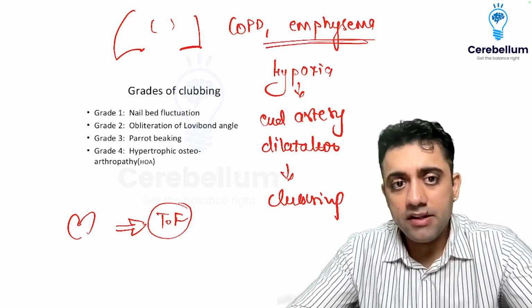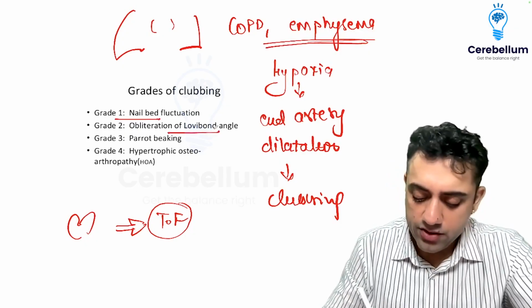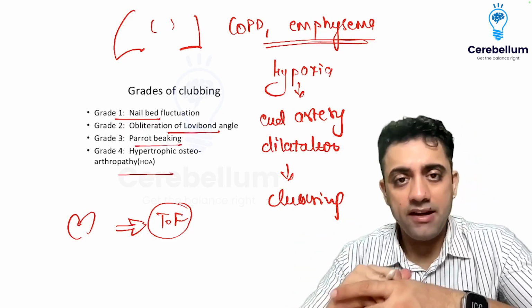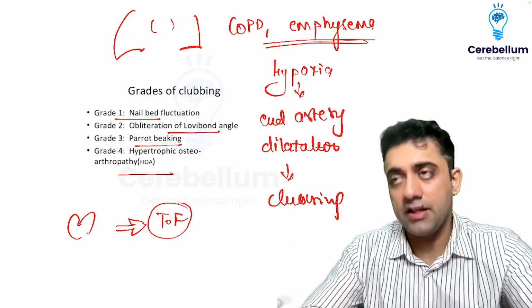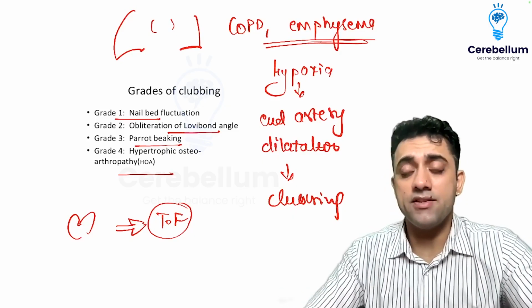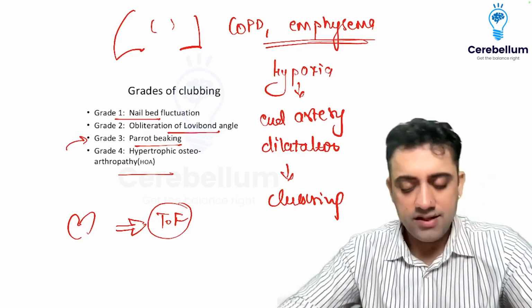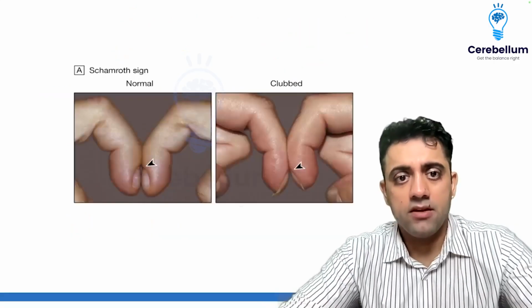And there are multiple grades of clubbing. In grade 1 you have nail bed fluctuation, obliteration of the Lovibond angle, then parrot beak appearance, and then you start having pain in your fingers and joints, that is pulmonary hypertrophic osteoarthropathy. They ask in exams: parrot beak appearance or drumstick appearance is seen in which grade of clubbing? You should remember that it is seen in grade 3. Okay, this part is done.